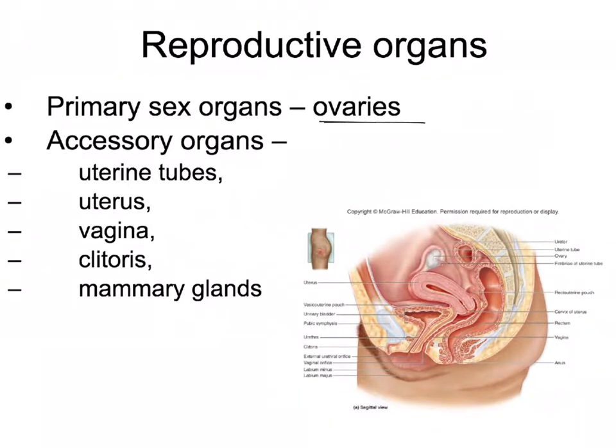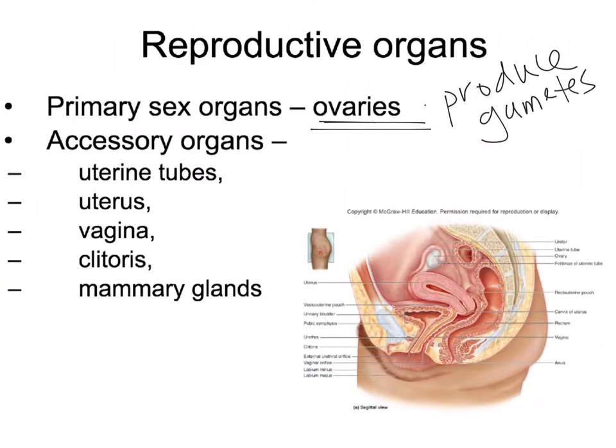Remember, the primary sex organs produce the gametes. Now the accessory organs are things that help with copulation. So we have the uterine tubes, which used to be known as the fallopian tubes. Those are the same thing. You can see that here, right here. That's the uterine tubes. Okay, the uterus, which is right here.